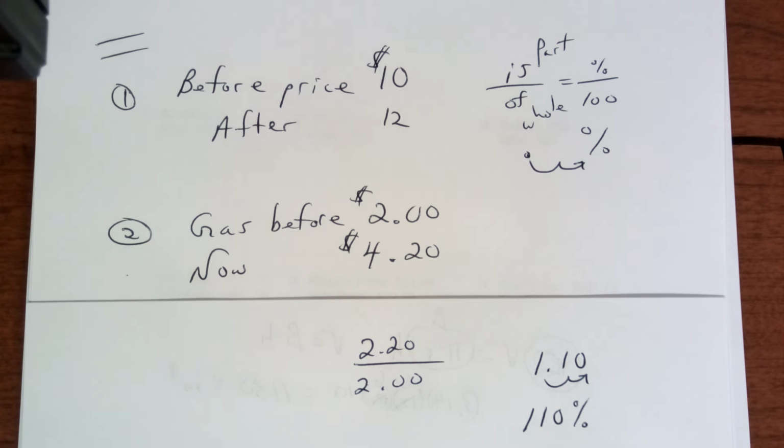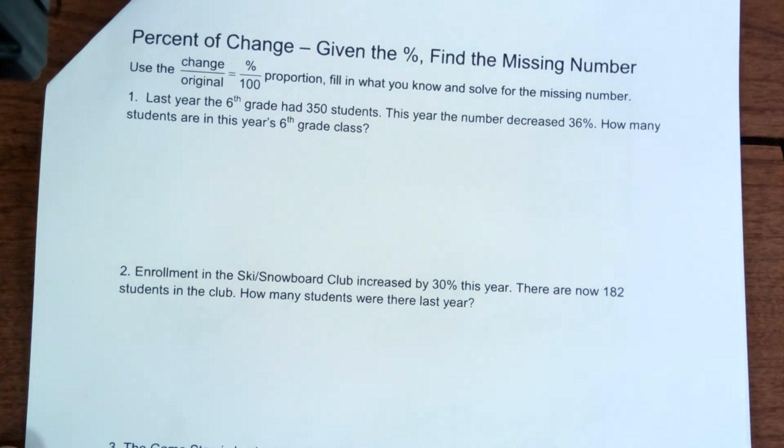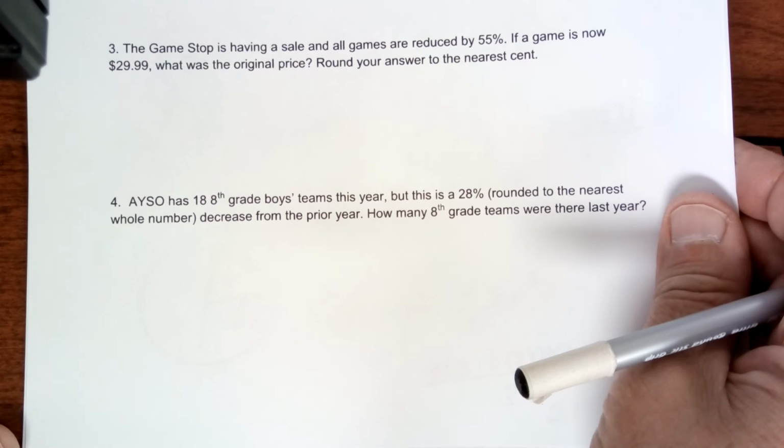Anyway, today's assignment is percent increase and percent decrease. And there it is. There's the formula. Difference divided by original. And I want you to know this formula as well, so you understand the concept of when things go up and when things go down.